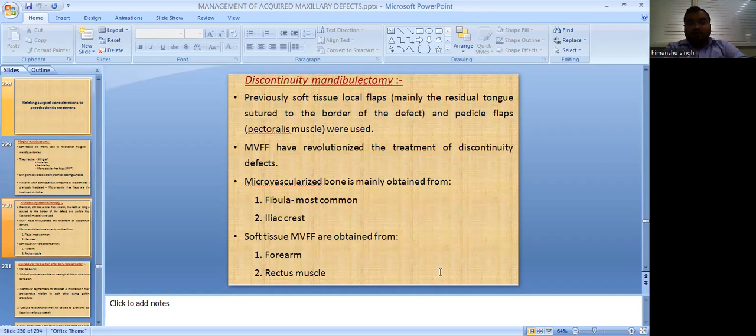Discontinuity mandibulectomy. Previously, soft tissue local flaps, mainly the residual tongue sutured to the bone of the defect, and pedicle flaps, such as the pectoralis muscle, were used. Microvascular free flaps have revolutionized the treatment of discontinuity defects. Microvascularized bone is mainly obtained from the fibula, most common, and the iliac crest. Soft tissue microvascular free flaps are obtained from the forearm and rectus muscle.